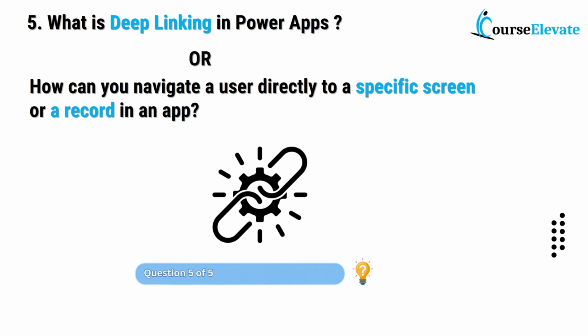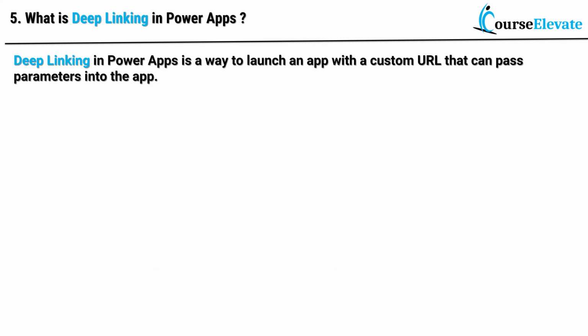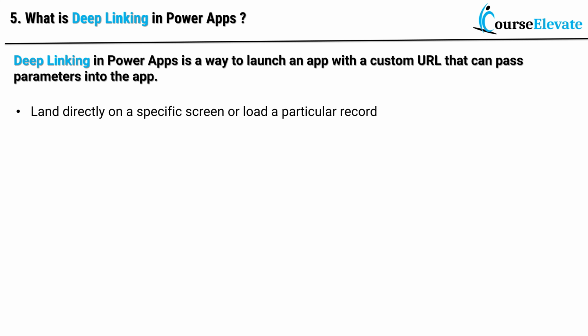The last question is, what is deep linking in Power Apps? Or you may also be asked, how can you navigate a user directly to a specific screen or a record in an app? Deep linking in Power Apps is a way to launch an app with a custom URL that can pass parameters into the app. This allows users to land directly on a specific screen or load a particular record instead of always starting from the home screen.